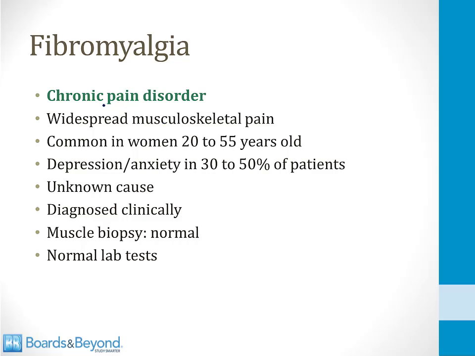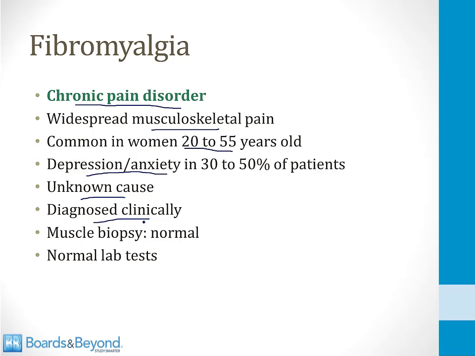Next disorder we'll talk about is fibromyalgia. This is a chronic pain disorder where patients develop widespread musculoskeletal pain. It's common in young women, usually 20 to 55 years of age, and about 30 to 50% of patients have a coexistent diagnosis of depression and anxiety. So especially in a board question, this will be a young woman who has known depression or anxiety who then develops musculoskeletal pain. The cause is unknown and it's diagnosed clinically.